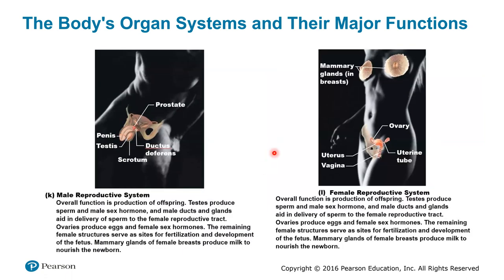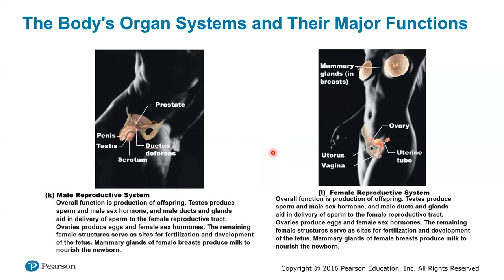Reproductive systems. So we have male reproductive system and female reproductive system. Overall function is producing offspring. Testes produce sperm and male sex hormones. And ovaries produce ova and female sex hormones. What would be an example of male sex hormones? Testosterone. Female sex hormones, estrogen, progesterone.